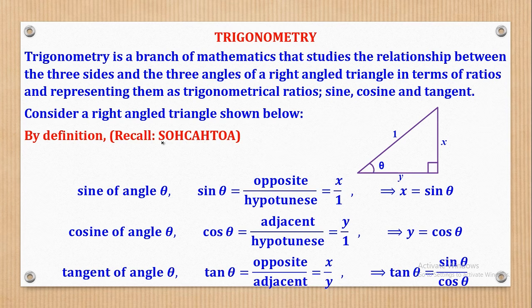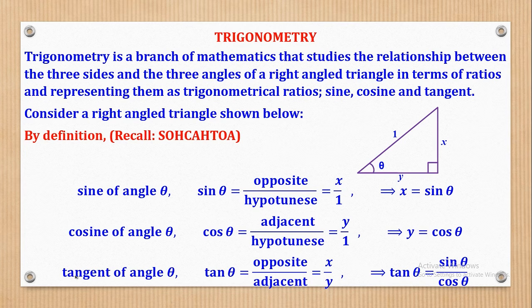What about CAH? CAH means that cosine of an angle is equal to adjacent over hypotenuse. When the angle is here, the adjacent is here and the hypotenuse is there. That's why you see here y over 1 being equal to cos theta. Now when I cross multiply, I realize that y is equal to cos theta.